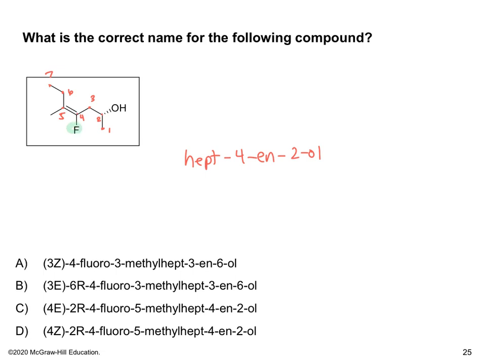So if we get our substituents in here, we have this substituent, we have that substituent. So the substituent there is 4-fluoro and 5-methyl. The fluoro would come first because it's alphabetical. And then you see that we have trans and cis? Trans or cis isomerization. So let's look at that.